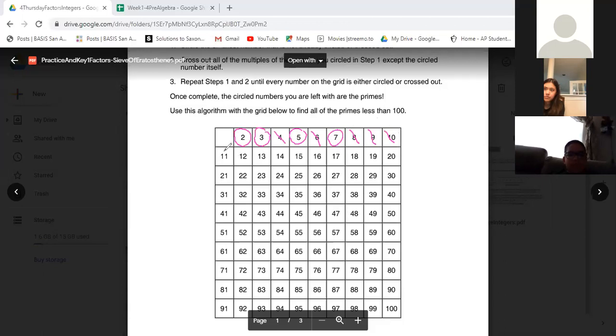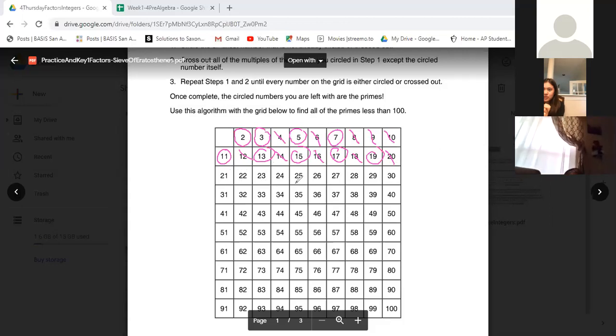Do I circle every prime number? Yeah. 11, 13, 15, 17, 19. Okay, 22. Wait, no. Oh, wait, yeah. 23. Not yet, not yet, not yet. Okay, we're just doing one row at a time.